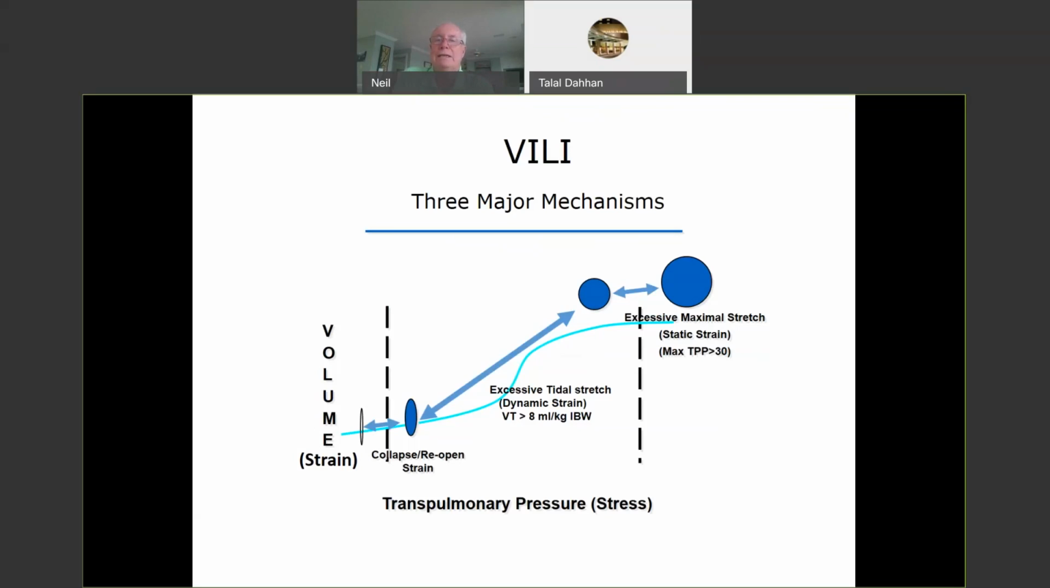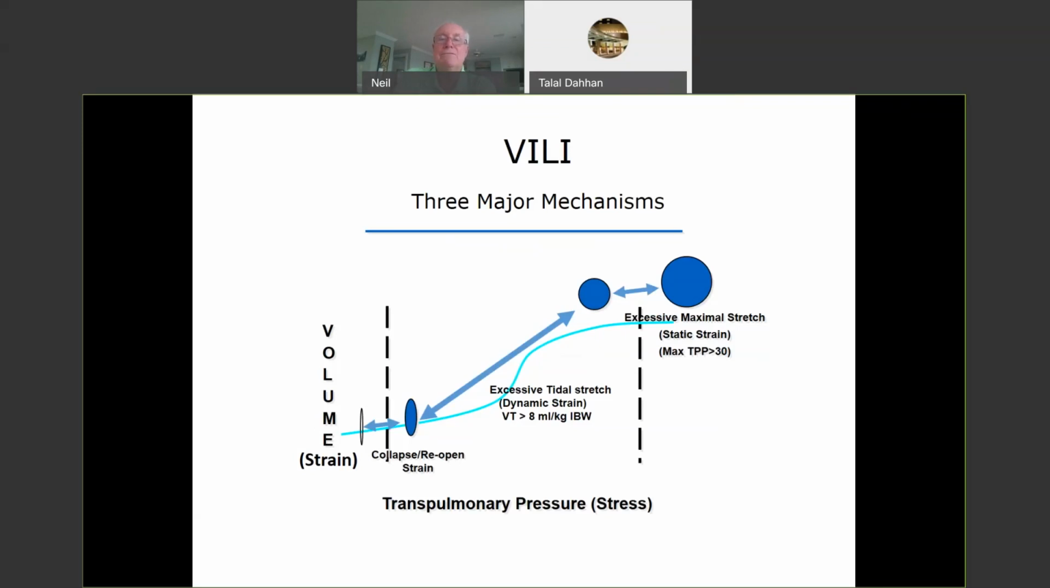At the upper right is excessive maximal stretch, what some people call static strain. And this occurs when the transpulmonary pressure across alveolar structures exceeds 30 centimeters of water. At the bottom left is a second injury, a collapse and reopening phenomenon. It's not the collapse itself, it's the repetitive opening and closing of a unit that causes a strain injury. And then in the middle is tidal stretch.